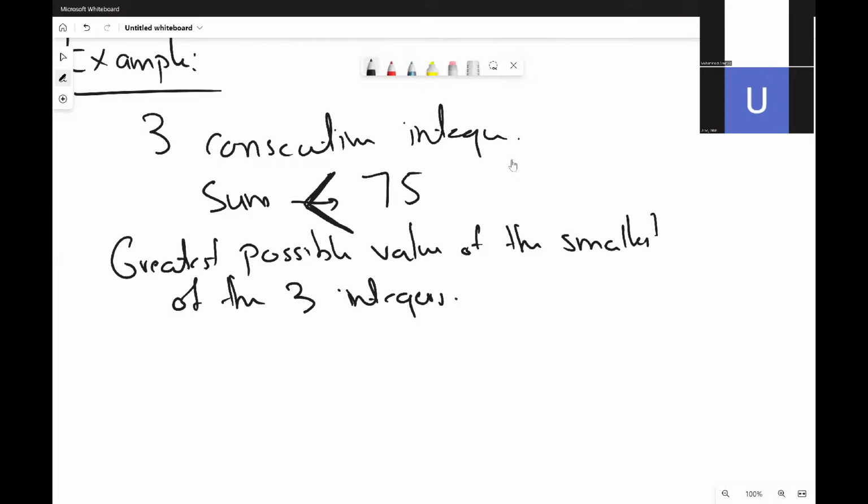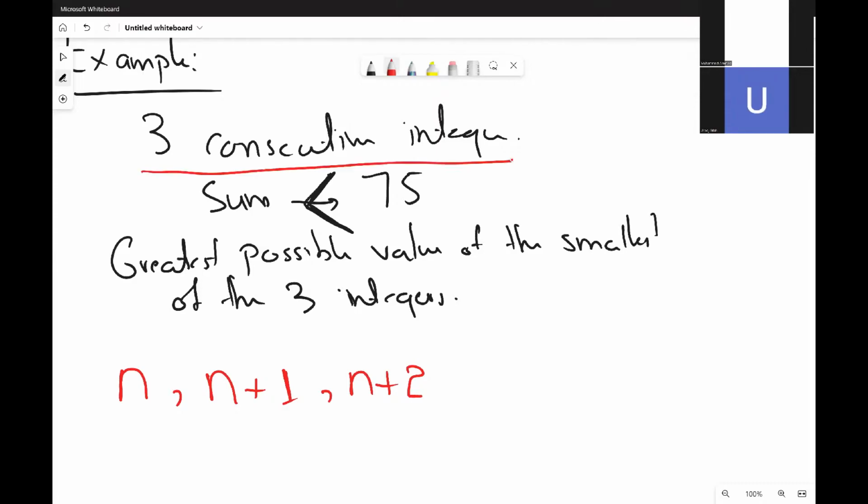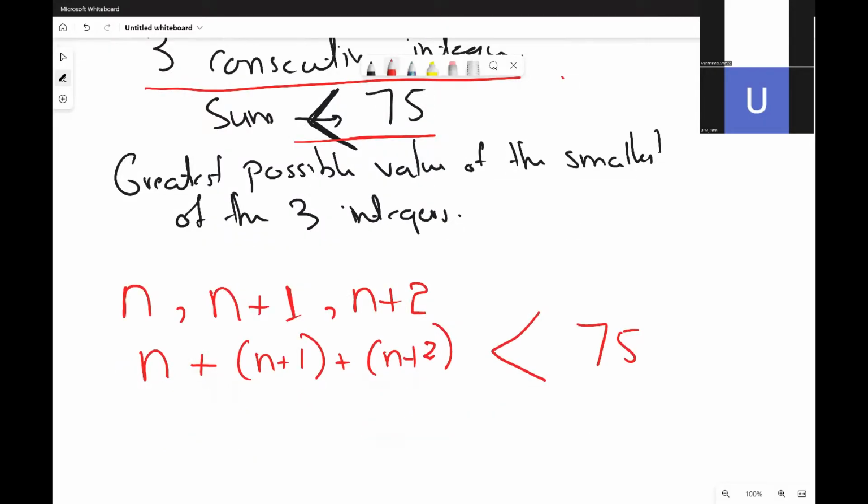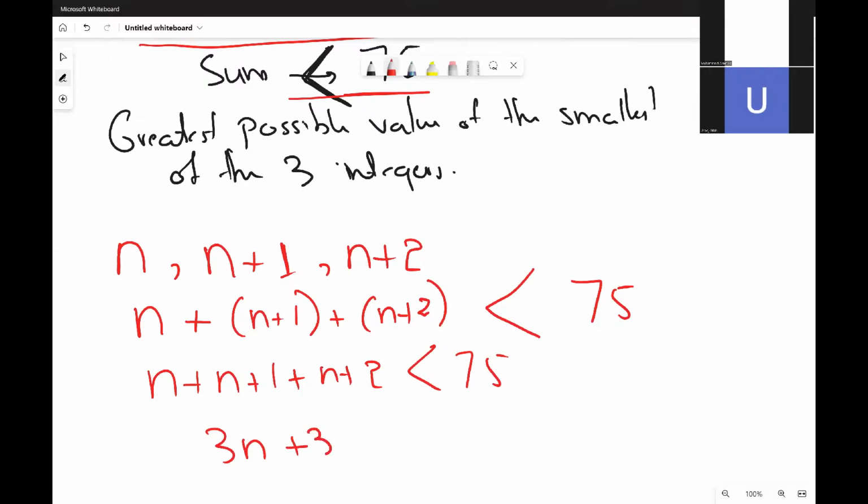How are we going to solve this? We already know that if you're not given any specific integer, you can express them as expressions. The first one would be n, the second integer could be n plus 1, and the third one could be n plus 2. They've said if you add these three integers, the answer would be less than 75. So let's add these: n plus n plus 1 plus n plus 2, less than 75. We can simplify it further: n plus n plus n is 3n, plus 3, since 2 plus 1 is 3, less than 75.